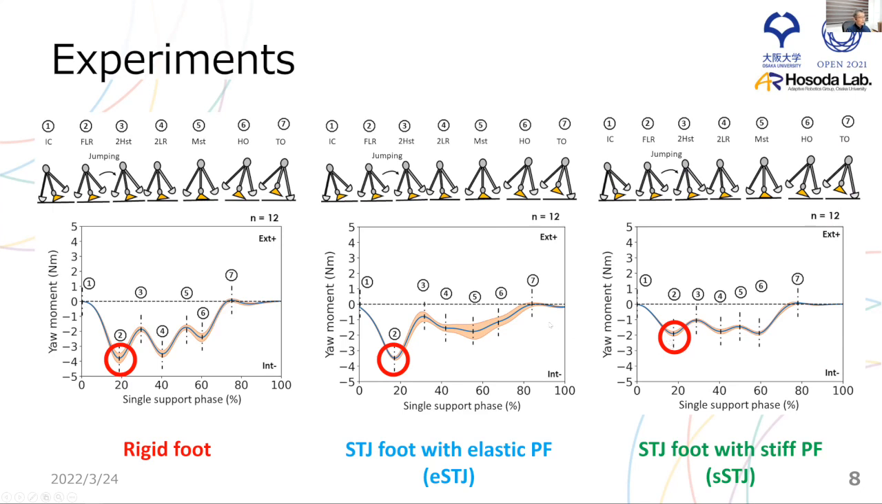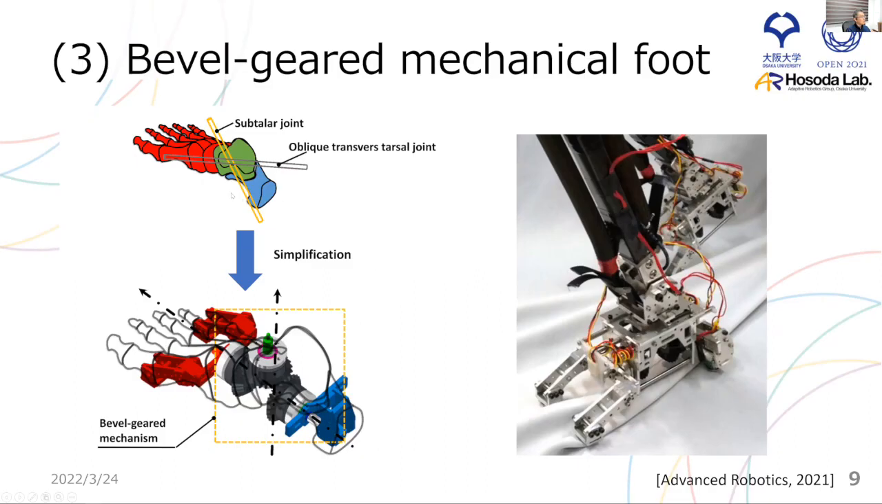And finally, we focused on the mechanism that generates the motion of the forefoot, the ankle and the calcaneus, the heel bone. They say that this motion can be assumed to be like a bevel gear, like this. We just copied the idea into a mechanical structure like this. And this is the realized foot using the bevel gear. The motion is very, very interesting.